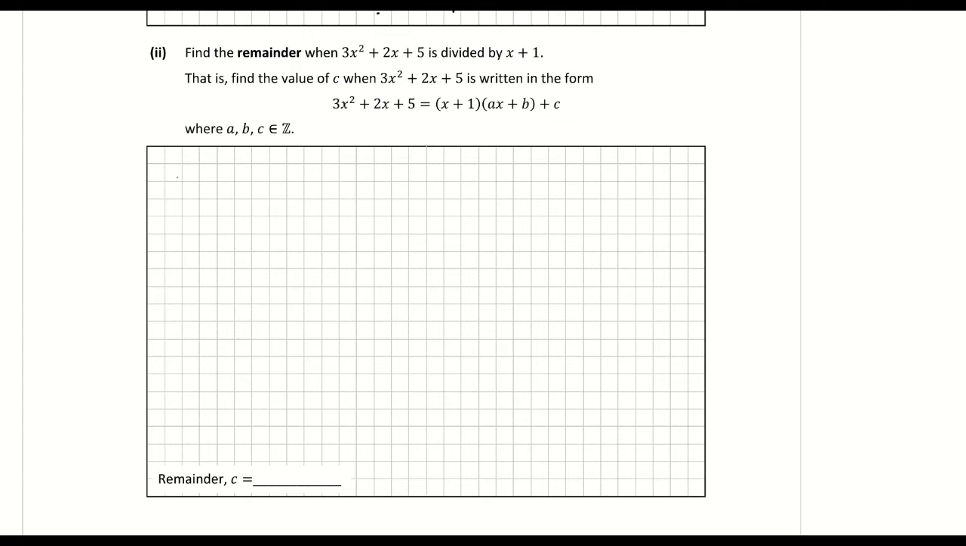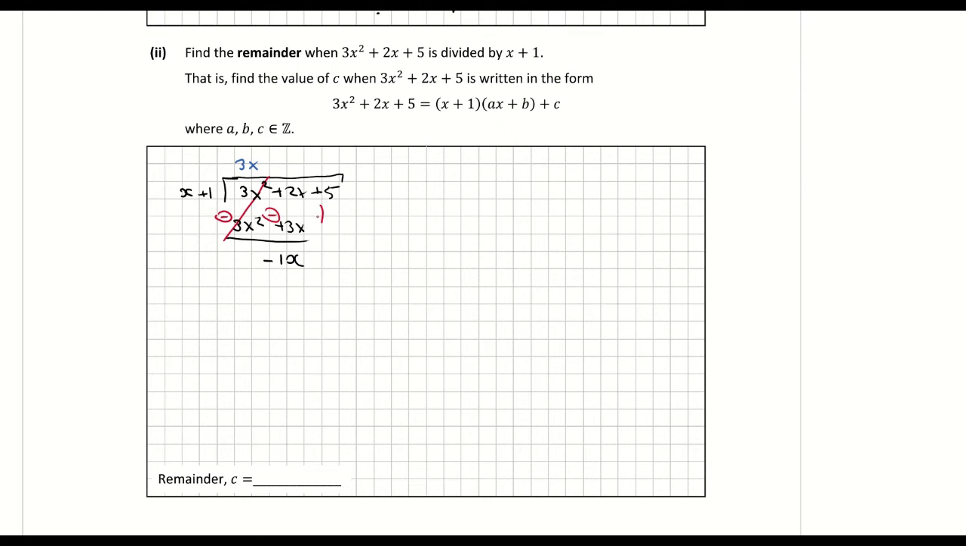So using algebra here, I'm going to divide x plus 1 into 3x squared plus 2x plus 5. X into 3x squared goes in 3x times. Multiply back down: 3x by x gives me 3x squared, and 3x by 1 gives plus 3x. Multiply across by minus 1, or change the signs here. 3x squared take away 3x squared will cancel, and 2 take away 3 gives me negative 1x.